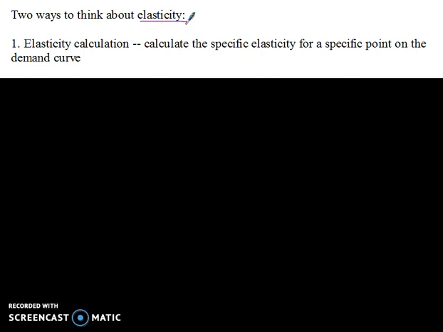On this podcast, we're going to continue to talk about the concept of elasticity, but we're going to change things up a little bit. We're going to get away from the math a little bit and think more about elasticity from the point of view of a graph.